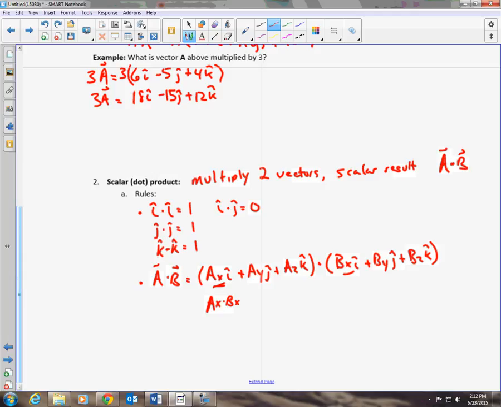Now, if I take that first term, that AXi, and multiply it by the second term of B, BYj, I have i dot j, which is 0. So I don't have to worry about that term. I'm going to have to worry about the terms where I'm multiplying X times X, and Y times Y, and Z times Z. So it's going to give me AX BX plus AY BY plus AZ times BZ. And I would just add those up, and it's a scalar. There's no direction involved. The i's and j's and k's are all gone.